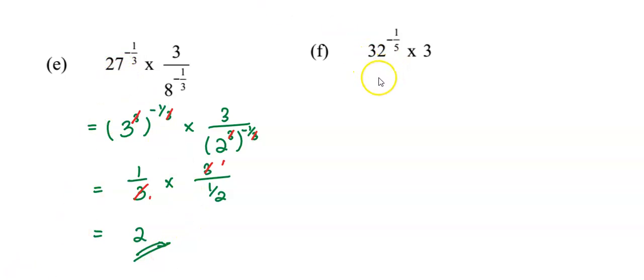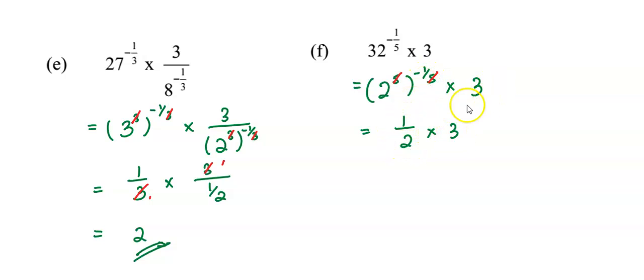We shall proceed to question F. 32 convert into 2 power of 5, and this is power of negative 1 over 5 multiplied by 3. This is a very simple question. Cancel off the 5. You got a 2 power of negative 1, where you can write it as 1 over 2 multiplied by 3 over here. Finally, that will be 3 over 2.